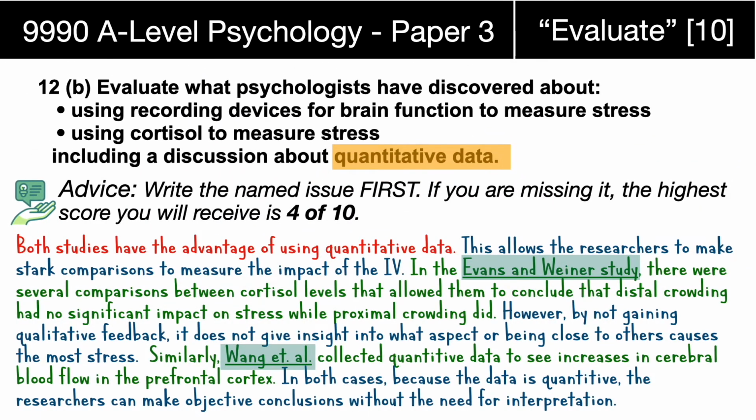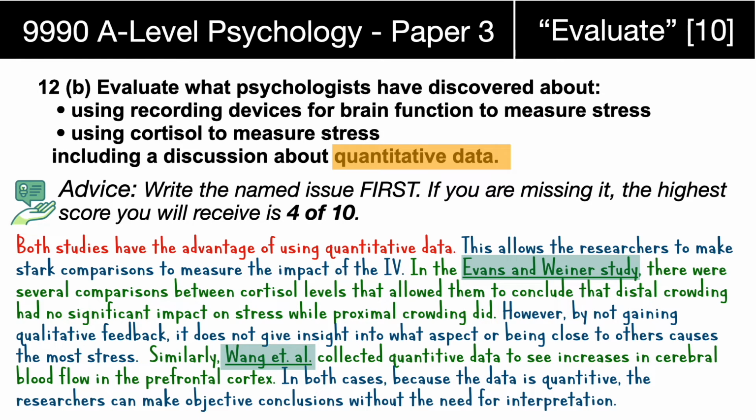The next piece of advice I have is please write the named issue as your first paragraph. Because if you accidentally forget to mention quantitative data, the highest you can get is 4 out of 10. So it doesn't matter how awesome those other paragraphs are. If you're missing quantitative data, you're probably cutting yourself really short of a good score.